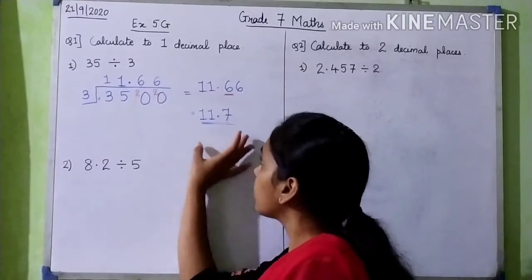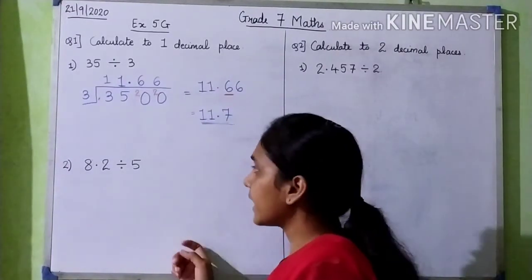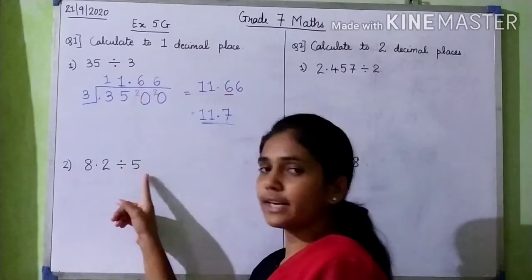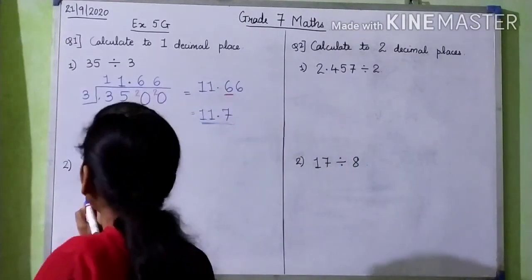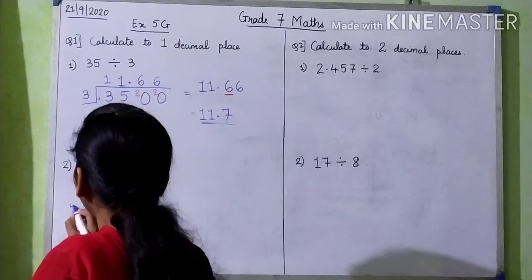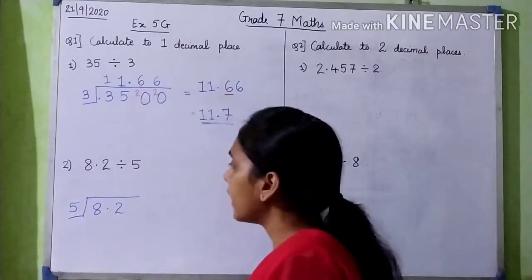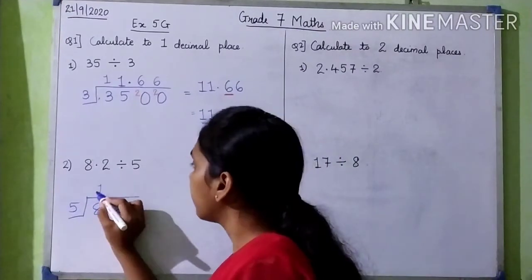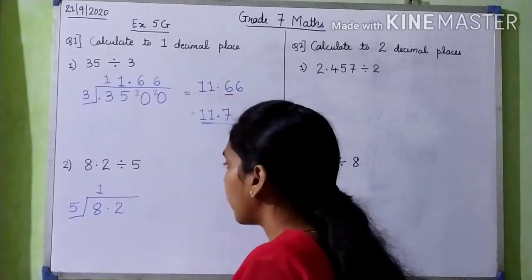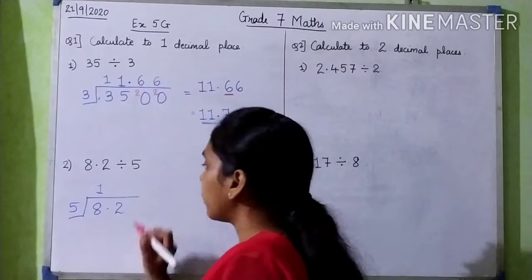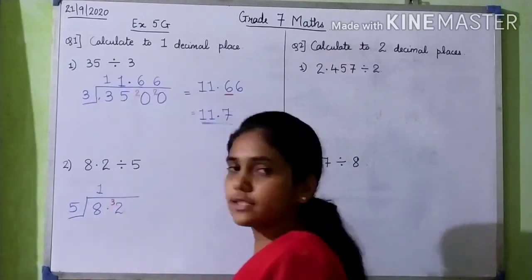Okay. So this was the answer of the first sum. Now the second sum. The second is 8.2 divided by 5. Similarly, we divide here 5, 8.2. Okay. Now 5 ones are 5. So 8 minus 5 is 3. So that 3 will be carried to the next number.